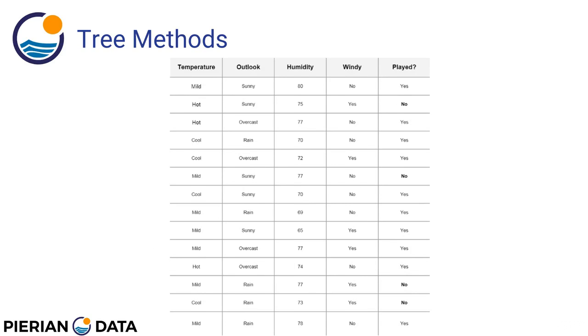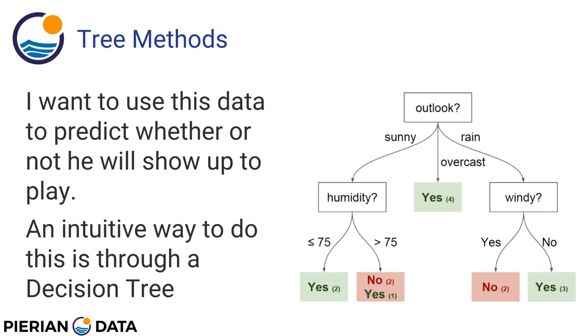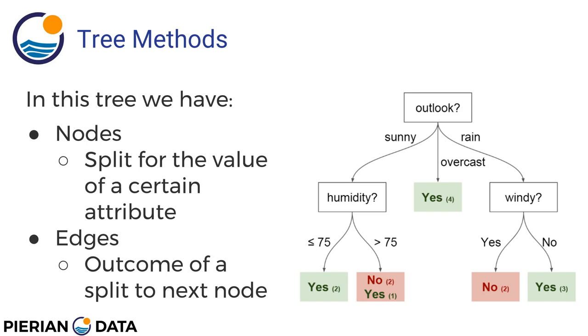I have temperature, which is some categorical column, the outlook, humidity, windy, and then my label, whether or not my friend came out to play with me. I want to use this data to predict whether or not he will show up to play. And an intuitive way to do this is through a decision tree, which we've drawn out here as a little diagram. And in this tree, we have nodes. And nodes are the split for the value of a certain attribute or feature. And you can see here, I'm splitting on the outlook feature, then the humidity feature, as well as the windy feature.